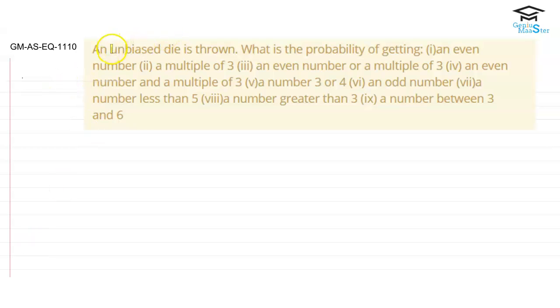In this question, an unbiased dice is thrown and we have to find the probability of getting the following numbers. So the first one we have is finding the probability of an even number. Let's first see what probability is. So probability is equal to favorable outcomes upon total outcomes.